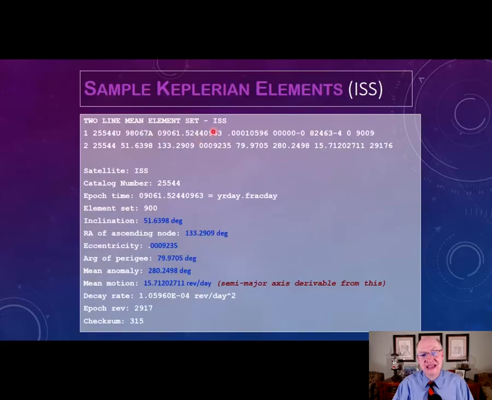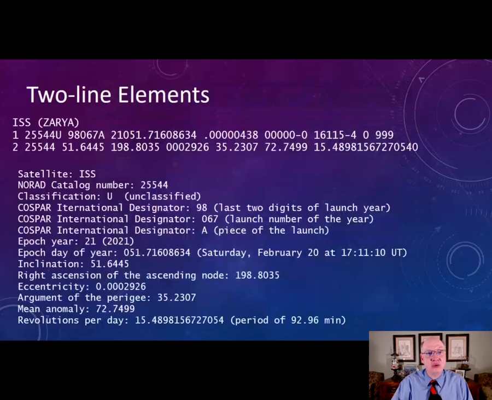In this particular case, the orbital elements, 09 is the year, so this is from 2009, day 61.52440963. So you could convert that into a time. In fact, I downloaded the two-line elements for the International Space Station today. When I recorded this lecture, 2021, on the 51st day.